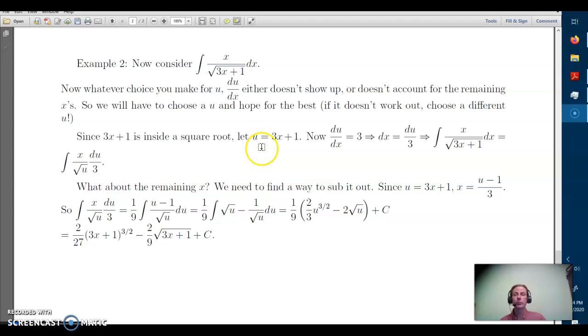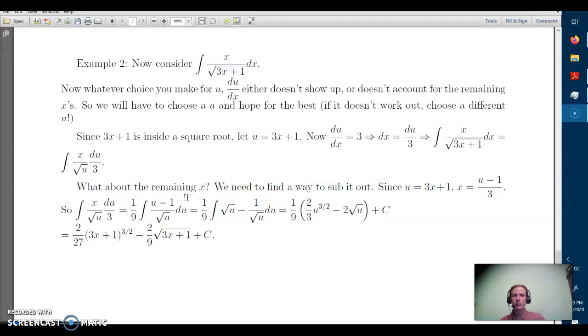Going through the process, we've got du dx is 3, since u is 3x plus 1. Solving that equation for dx gives dx is du over 3. And then taking our original integral and replacing dx with du over 3 gives the integral of x over the square root of u times du over 3. So what to do with that remaining x? How can we get rid of it?